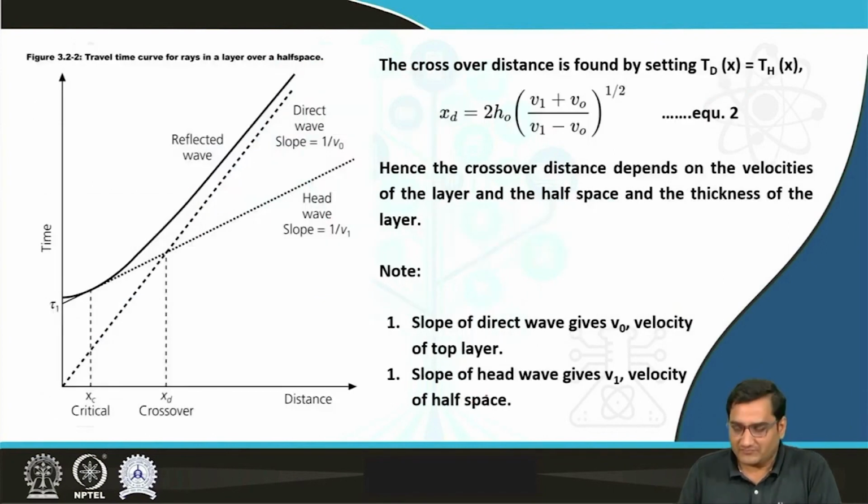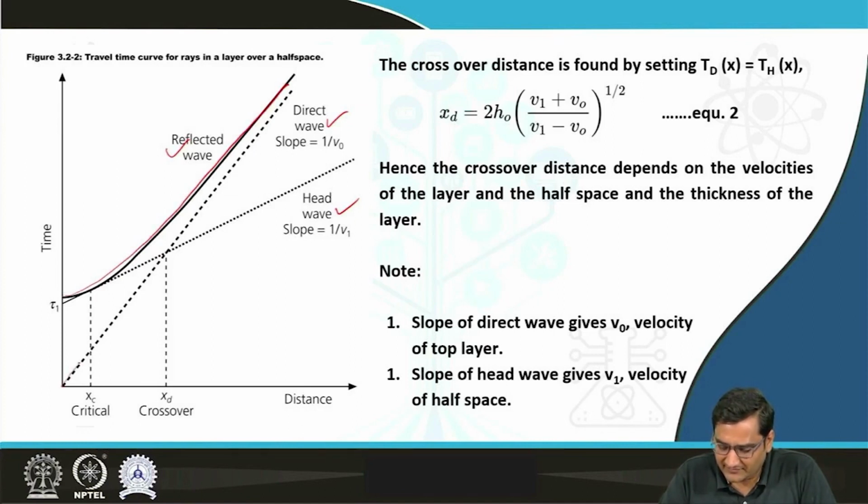So this diagram is a very important diagram. You can see all three waves represented here on this travel time curve. One is the reflected wave, another one is the direct wave, and the third one is the head wave. For the reflected wave, as we have seen from the equation of its travel time, it should be a hyperbola, so the curve is hyperbolic in nature here. There is this direct phase, which is represented by a dashed line, and the head wave is represented by a dotted line here.